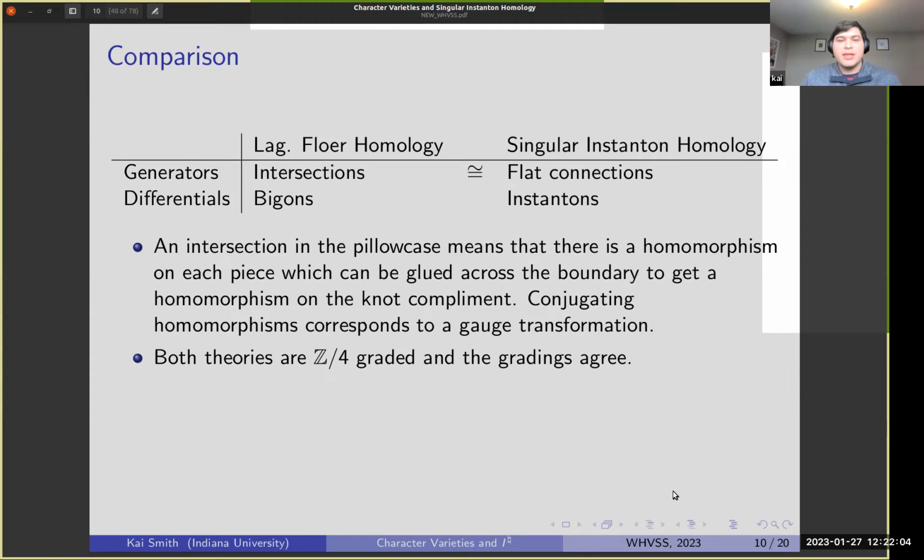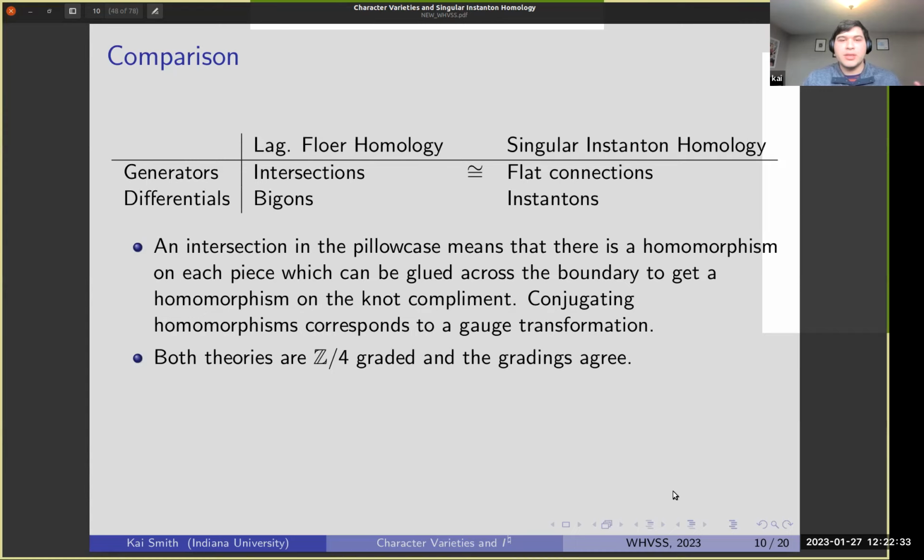What that means is that each of your two tangles has a representation, and those representations agree on the boundary, which means you can glue them together to get a representation of the entire knot complement. And we saw before that this sort of representation is equivalent to a flat connection. So we can go from intersections in the pillowcase to flat connections.